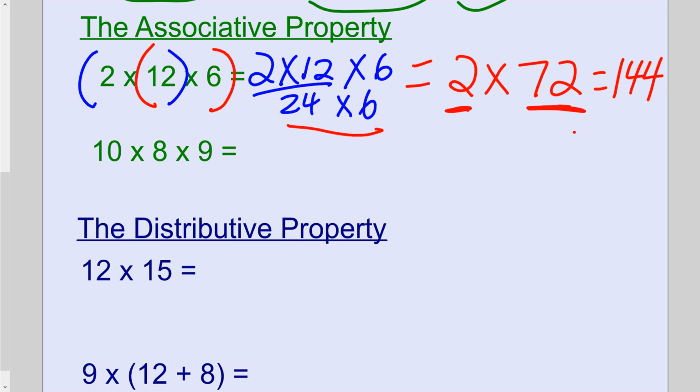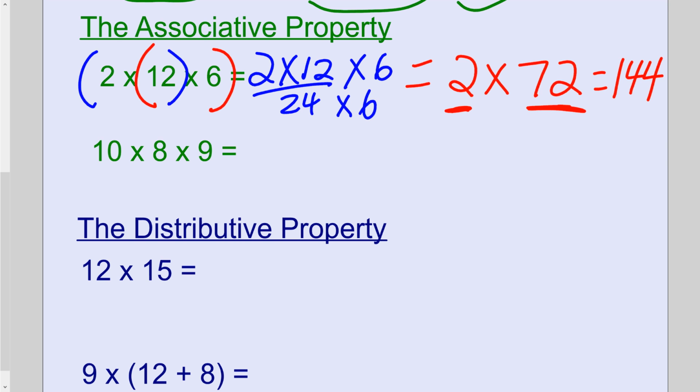And if I had done 24 times 6, that's exactly what I would have gotten. 6 times 4 is 24. That's 12 plus the 2 extra is 144. So I get the same answer. I just got a little bit quicker. Let's take a look at another problem.